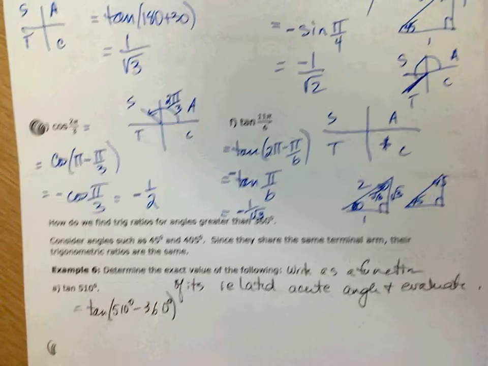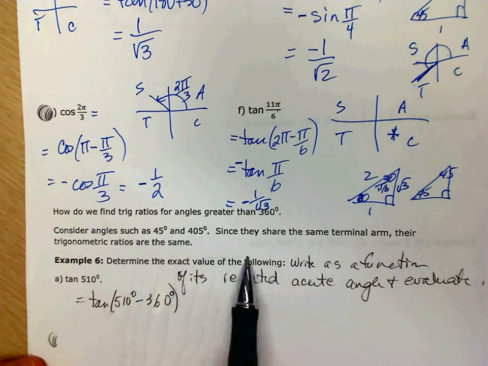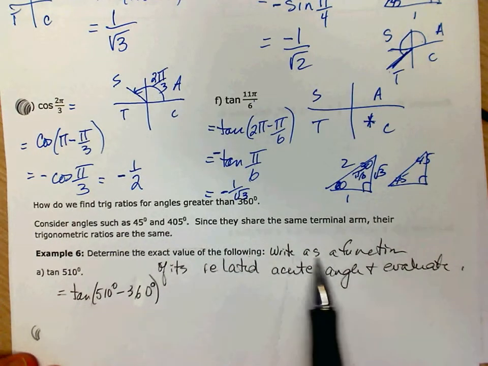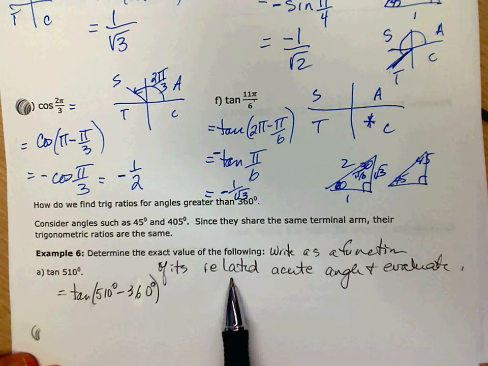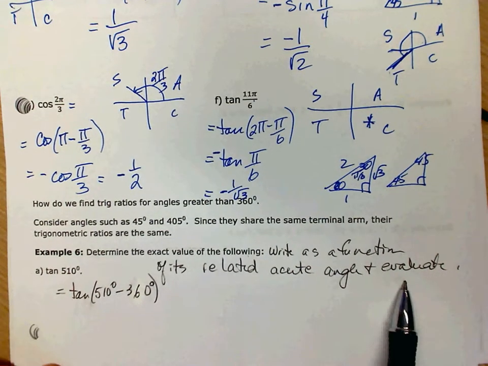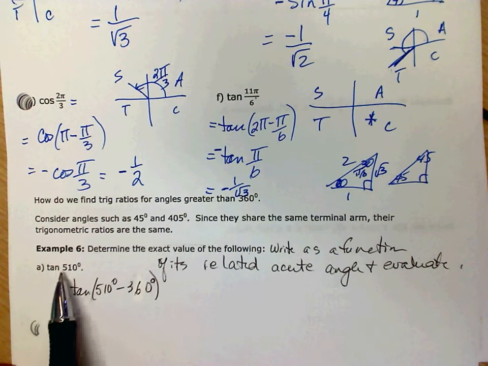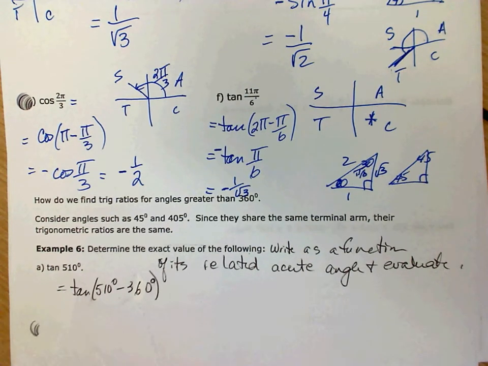All right. Determine the exact value of the following. So what I want you to get used to is write it as a function of its related acute angle and evaluate. But first of all, this is greater than 360. So let's find a coterminal angle.